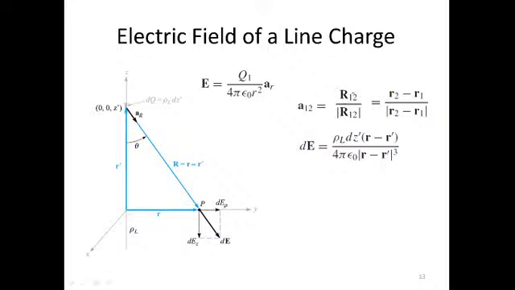For the unit vector, as the vector divided by its magnitude, the combined representation for the differential electric field intensity produced because of the differential charge can be represented like this. Now next to this, what can we have?